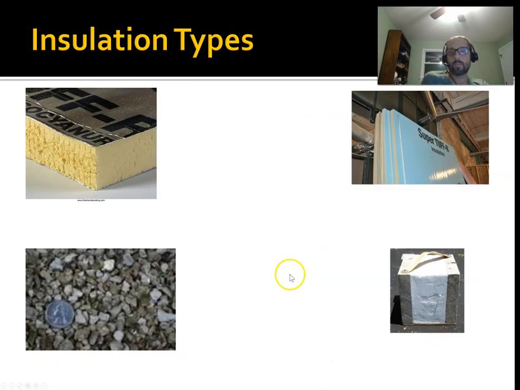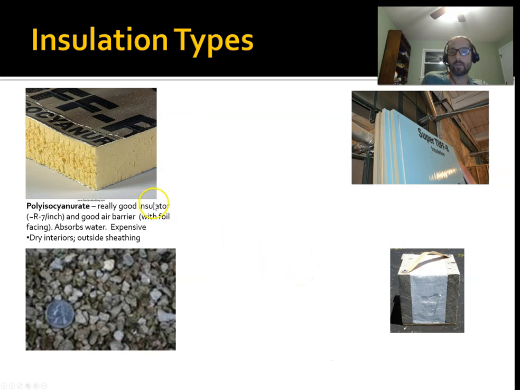Okay. Now there's some other types of insulation that you commonly see. The top left, we have polyisocyanurate. This is one of the highest R values per inch. So this is about R7 per inch. So it's a really good insulator. You can buy this at any hardware store.